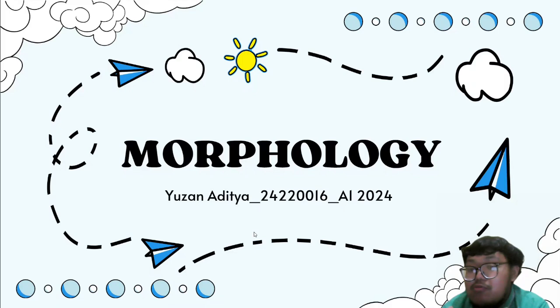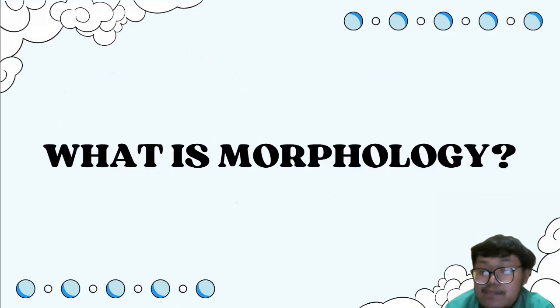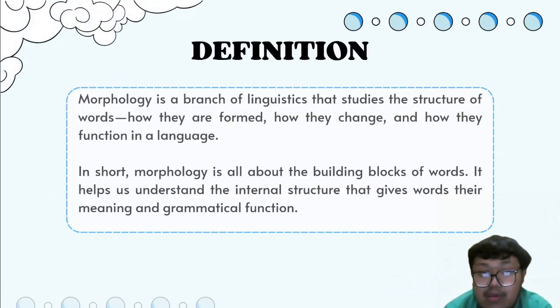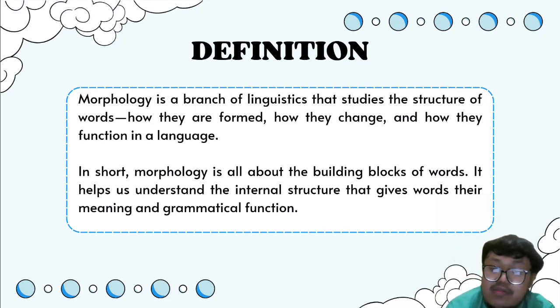Today we are going to talk about morphology. First, what is morphology? Morphology is a branch of linguistics that studies the structure of words, how they are formed, how they change, and how they function in a language. In short, morphology is all about the building blocks of words. It helps us understand the internal structure that gives forth their meaning and grammatical function.